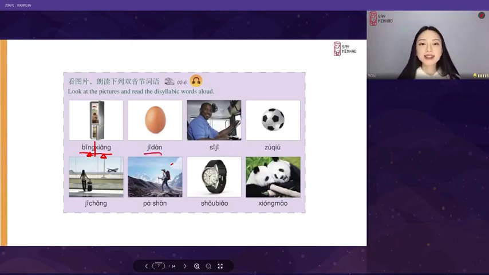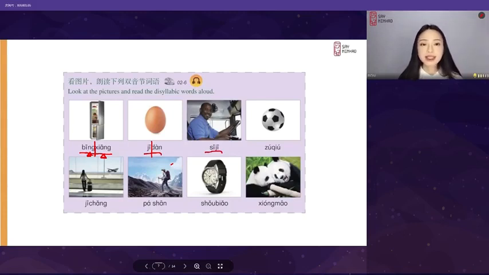Next one. Egg is 鸡蛋, okay? So the first one is 鸡, the initial 鸡, the final 一, the tone is first tone, and 蛋, the initial is 的, the final is 安, and the tone is fourth tone. So 鸡蛋. Read up to me, please. 鸡蛋, 鸡蛋.